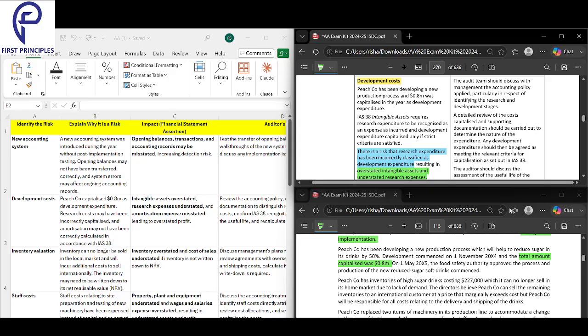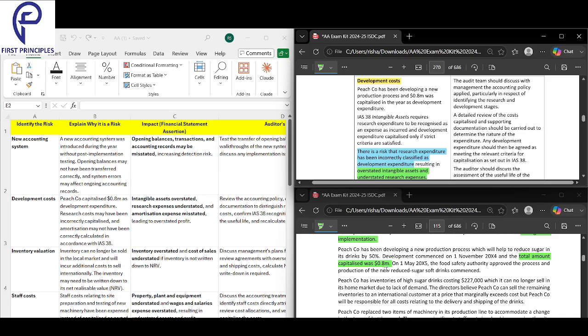How do you know? It's given over here: total amount was capitalized. If they give you total amount is capitalized, or all the amount was capitalized, whenever you see the word all, whenever you see the word total, that is a risk.